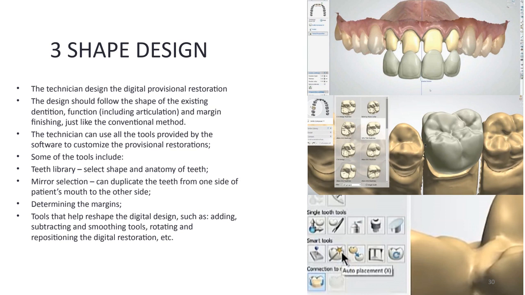The technician designs the digital provisional restoration. The design should follow the shape of the existing dentition function, including articulation and margin finishing, just like the conventional method. So when we do a wax up, how we do the wax up, right? We have to be careful how to match the natural shape of the patient's teeth, okay?